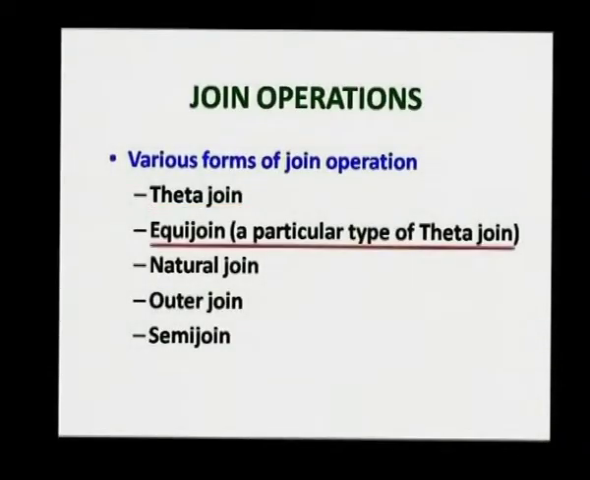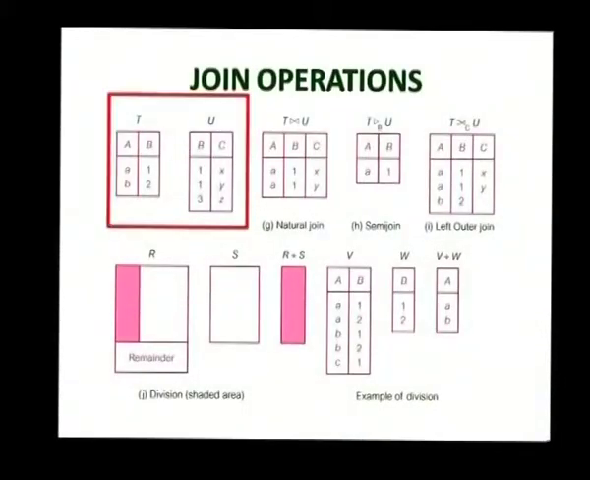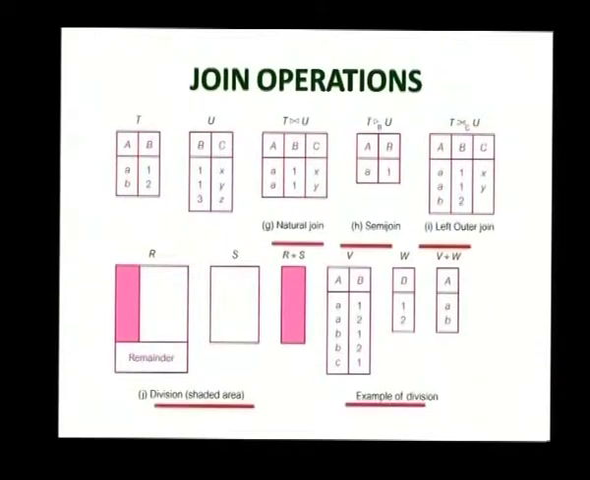As I already told you, there is not one type of join operation, there are a number of join operations. One is called theta join, then we have equi-join, which is a particular type of theta join, then we have natural join, which is the most used join. Join is the most used operator and natural join is the most used join operator. Then you have outer join, in which you have two types, left outer join and right outer join, and in addition you have something called a semi join. We will look at each of these as we go along. This is just to give you an idea of what we mean by these things. Also, we are covering the division here. If you look at this, T is a relation, this is U, and then you have natural join, semi join, left outer join, division and these things.